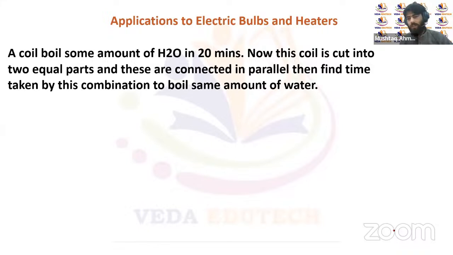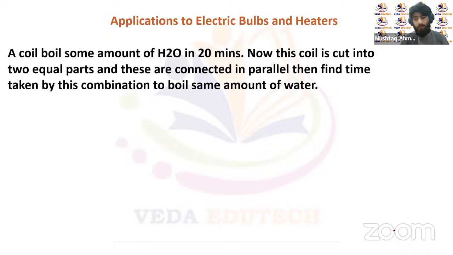Applications to electric bulbs and heaters. One of the important applications of electric power is the arrangement of bulbs or heaters. We have two arrangements of the bulbs: the series arrangement and the parallel arrangement. We do different arrangements in order to maximize the glow of the bulbs, or maximize the power consumption of the bulb, so that there will be maximum brightness for a particular bulb. That's the purpose of this concept, or the application of the power consumed.